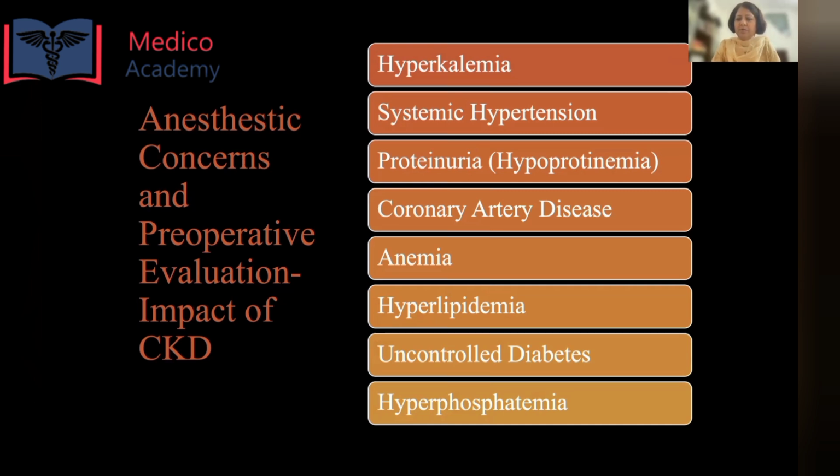Hyperlipidemia. Uncontrolled diabetes, as I said, is quite commonly the reason for a patient having poor renal function and the main cause in the developed Western world. And hyperphosphatemia, because of the role that the kidney plays in calcium and phosphate metabolism in our body.